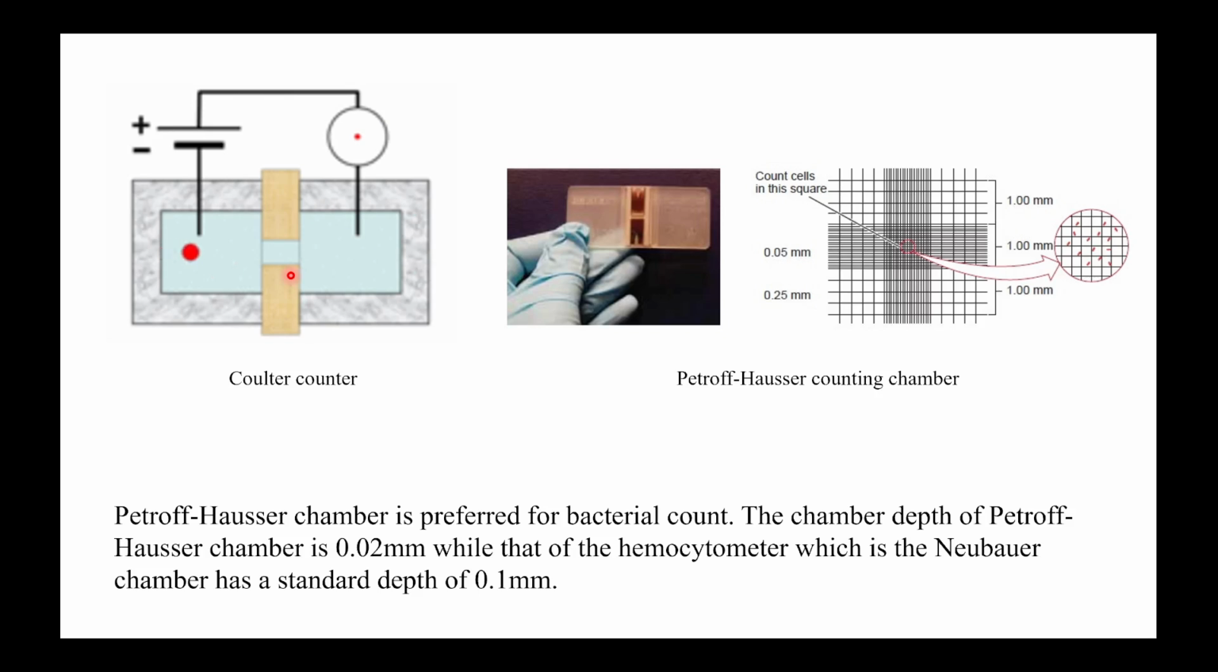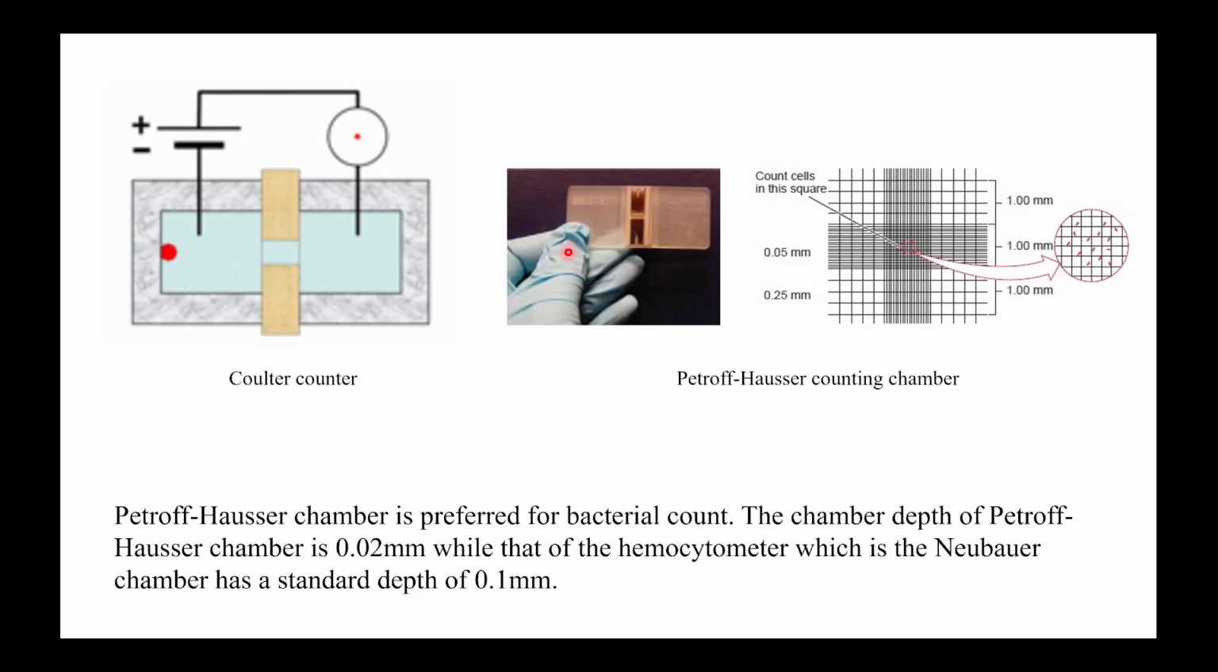So if the cell size is bigger, there will be a larger interference, and if the cell size is smaller, there will be a smaller interference. So the Coulter counter can tell you both the number of cells by counting the number of interferences and the size of the cell depending on the intensity of the interference. Whereas the other two options, hemocytometer and Petroff-Hausser counting chamber, are used for counting the cell number. Both of them are essentially the same or a similar thing.